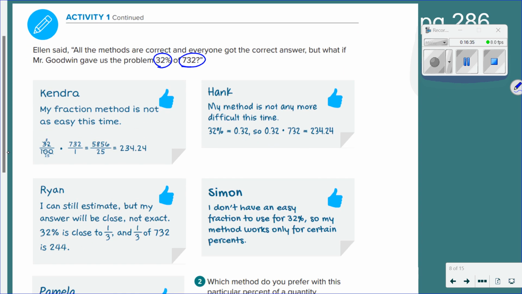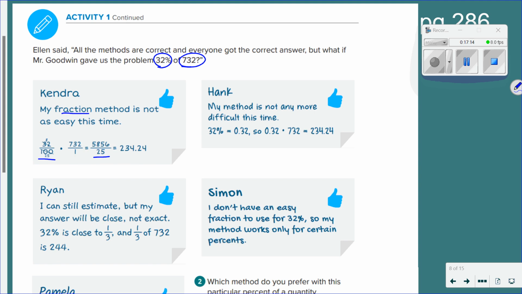So Kendra says, my fraction isn't quite as easy this time because I'm going to take my 32/100 and change it into a fraction. I can simplify 8 and 25, but that still gives me 5,856 over 25. And I get a decimal answer after I actually divide that all out. So her method is going to be a little more complex in this instance because those numbers don't work together as well.